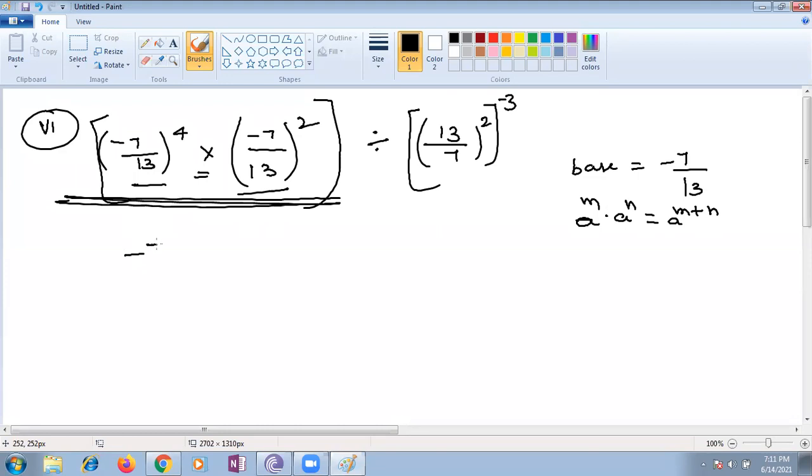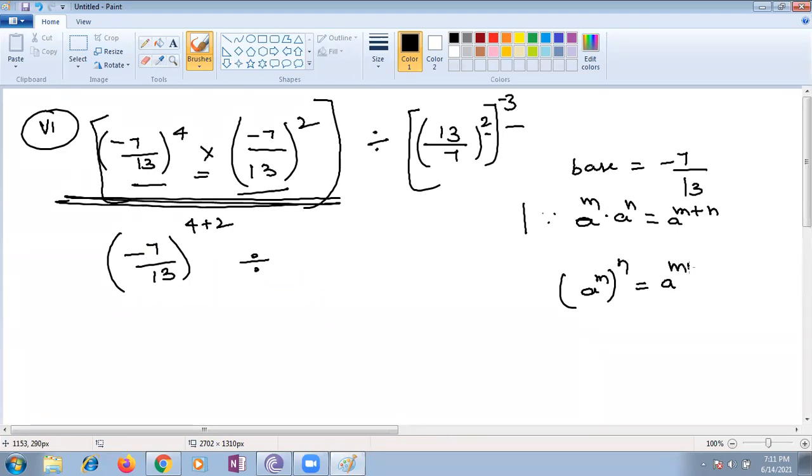So here the base is (-7/13) whole to the power 4 plus 2. Since from this law, power raised to power, we can multiply the powers. So it becomes a single power. Here it becomes (13/7) raised to minus 6. Why? Because 2 multiplied with minus 3 becomes minus 6.